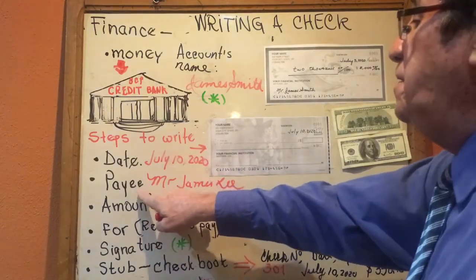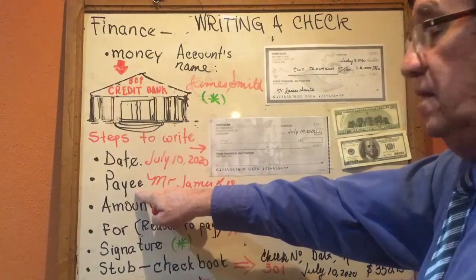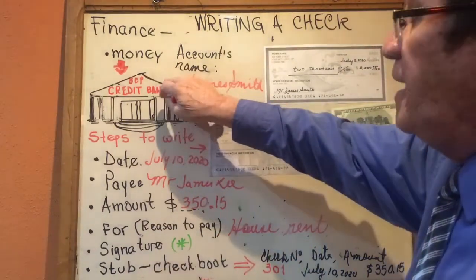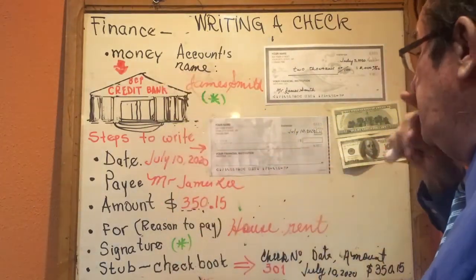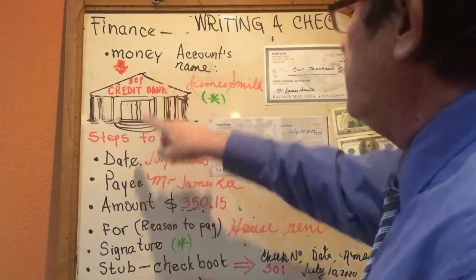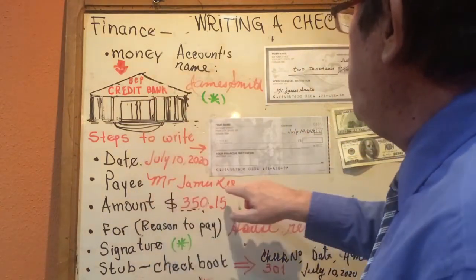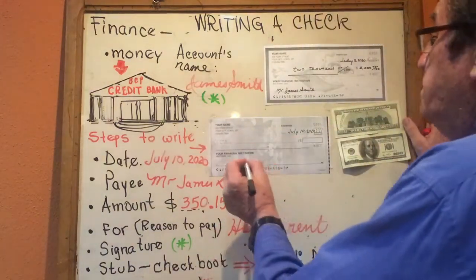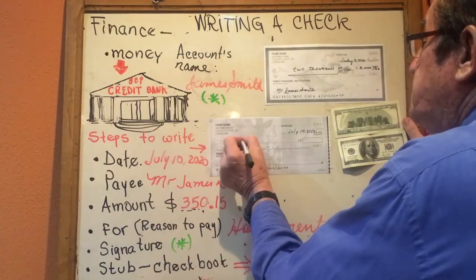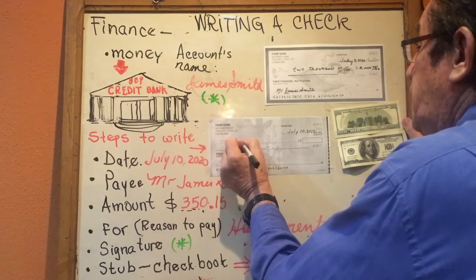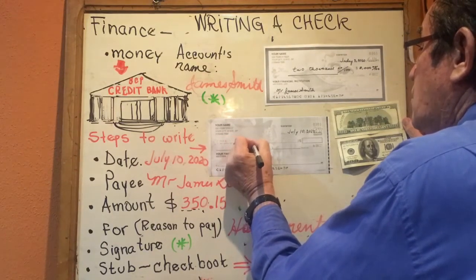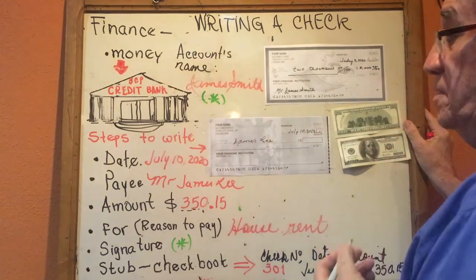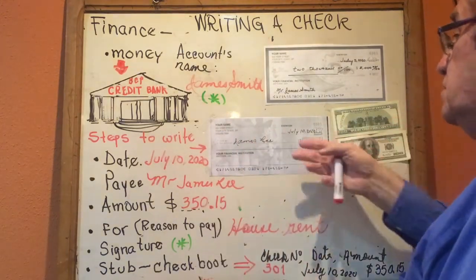Next step, payee. To whom I am paying. To whom is the money going to be paid by the bank? The bank is going to pay through a check. The bank is going to pay to Mr. James Lee. So it says, pay to the order of Mr. James Lee. James Lee is a person that needs to get this money.